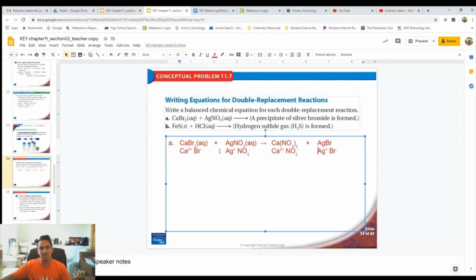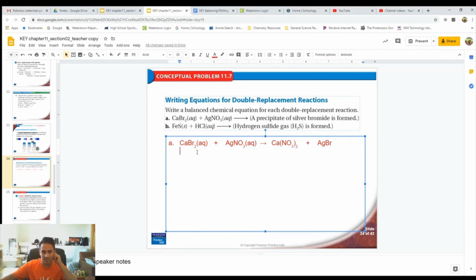Understand that when we have double replacement, these little numbers, like this little 2 here, do not go with the ion. This 3, however, does go with it, because that is part of nitrate's formula. Nitrate is NO3. That's part of who it is. But there's no other numbers. So this is our chemical equation.